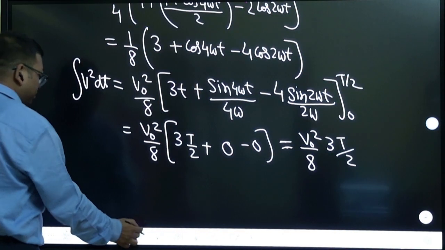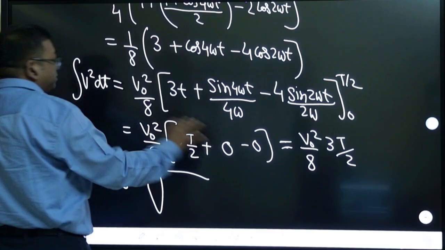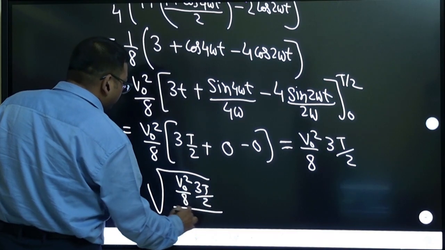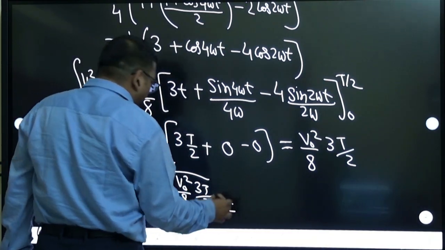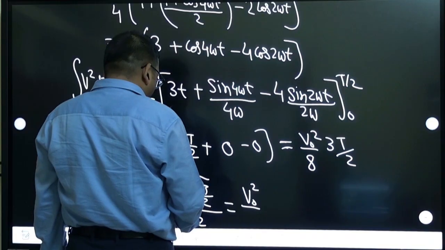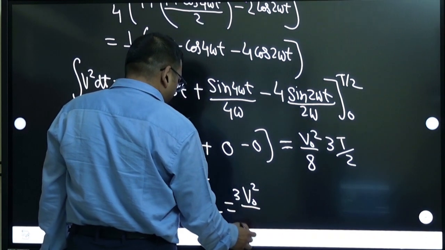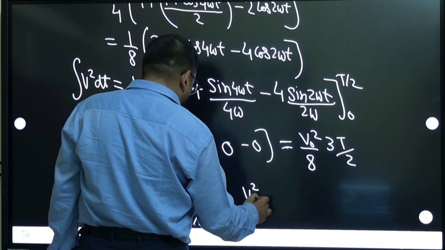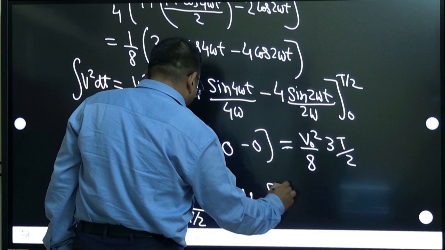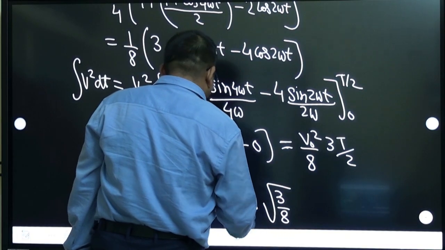Now calculate RMS. So now V RMS is equal to root under this factor, which is v naught square by 8 into 3t by 2, divided by t by 2. So t by 2 cancels. Now we are getting v naught square by 4 into 2. You can check this, right? So this will come under root. V naught square will come out. So that will become v naught root under how much? 3 by 8. Correct? This is the answer.